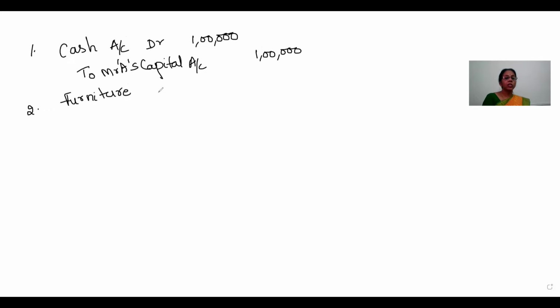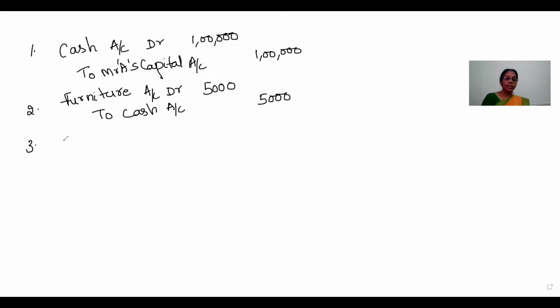Another transaction I would like to take is purchased furniture worth rupees 5,000. So when you buy furniture, furniture comes into the business. So furniture account would be debited. And since it is a cash transaction, cash goes out of the business, cash account has to be credited. So we derive the journal entry, furniture account debited to cash account.